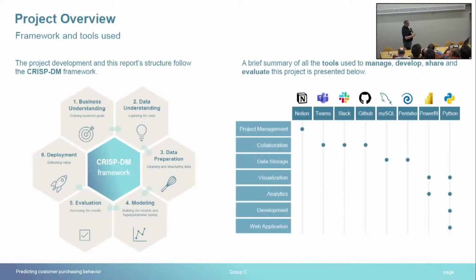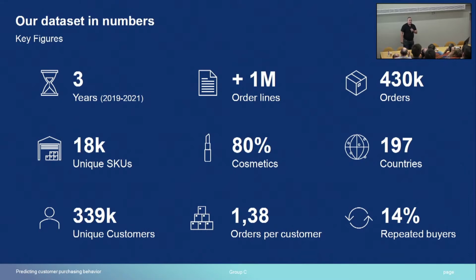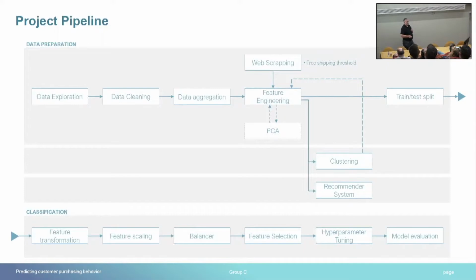So we got a 2 years data set and we got those numbers. It was more than 1 million order lines, more than 300,000 unique customers, and we identified that only 14% of those customers used to buy again in this company. So the idea was to understand what happens and to try to make these numbers better. We have divided our project in three parts. The first one to understand the data set. Secondly, to try to identify clusters, and then to have a classification.